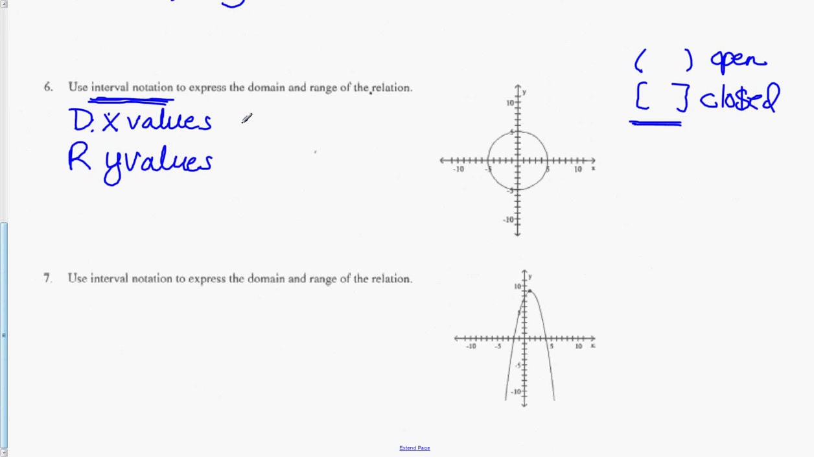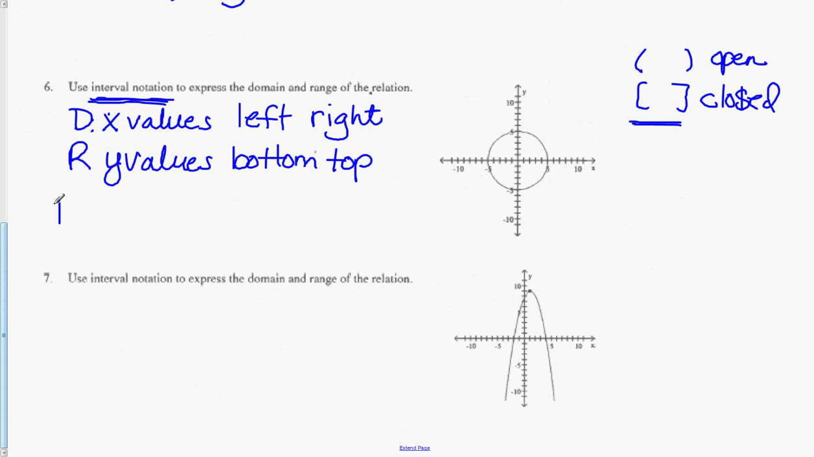X values, the x-axis runs from left to right. So when I'm writing interval notation, I always want to put the smallest number first and then the largest number. So I'm going to be looking from left to right at my graph at where the furthest left point is and the furthest right point. For my y values, I'm looking from bottom to top, because on ranges we're looking at y values.